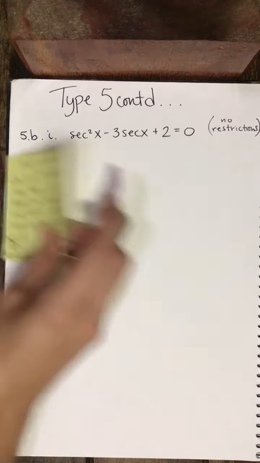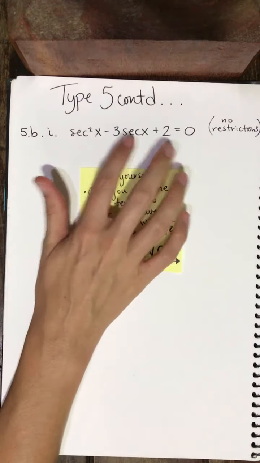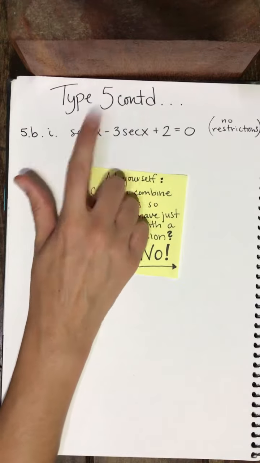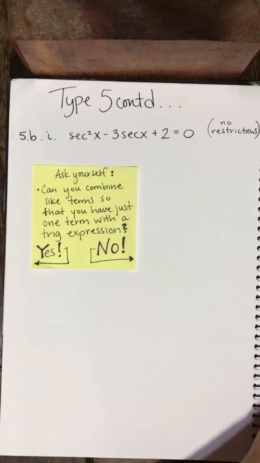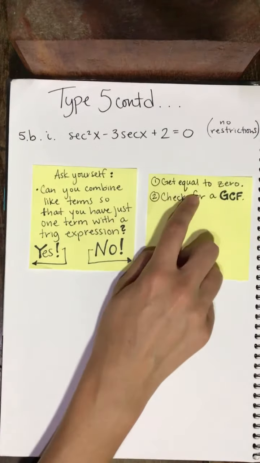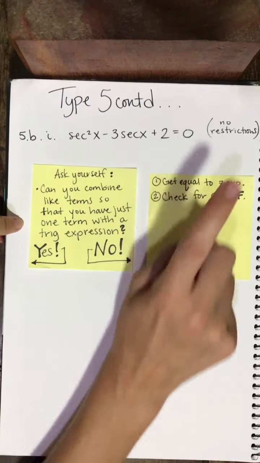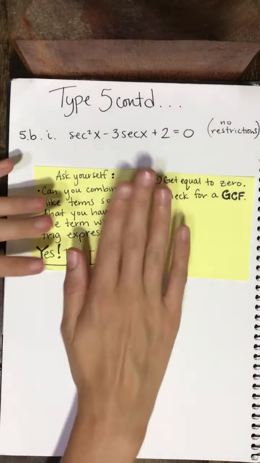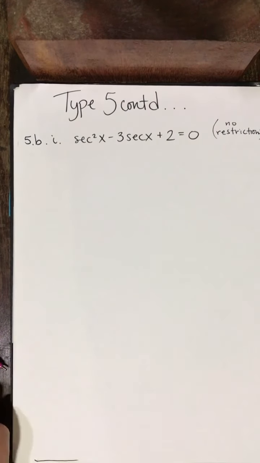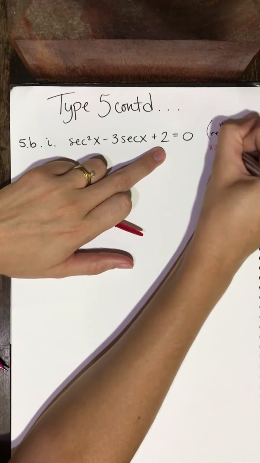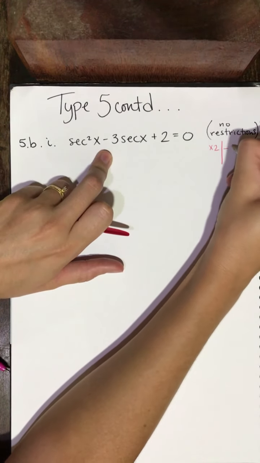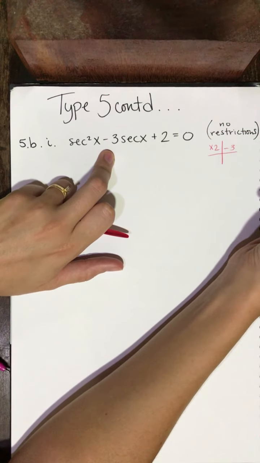Ask yourself, can you combine like terms? I got a secant squared and a secant, which can't be combined because they don't have the same exponent. So the answer is no. That means the first thing we do is get it equal to 0. Already done. Check for a GCF. No GCF. Moving on to factoring. Now this is the easier form of factoring, and then I just need 2 numbers that multiply to be 2 and add to be -3.